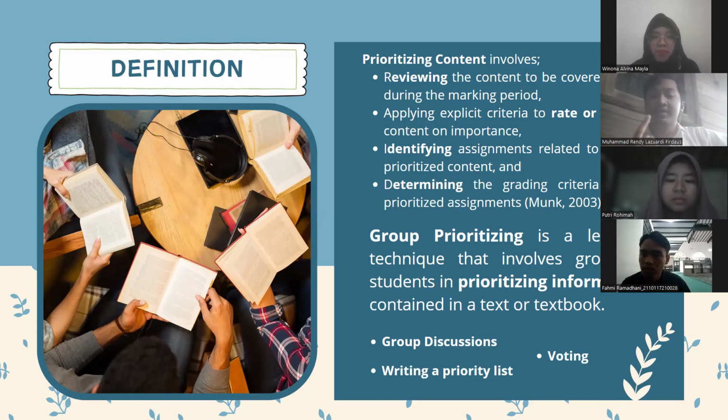So group prioritizing can also be done through three examples of activity. The first one is group discussion, which is the main thing of collaborative action. The second one is voting, where the students get to know the content that they'll be rating, and then they conclude through the most votes. And the last one is writing a priority list. They get to know the pros and cons of each content, and then they arrange it in the priority list. Now, the further explanation of this action will be explained by my friend. Moving on to the next part.